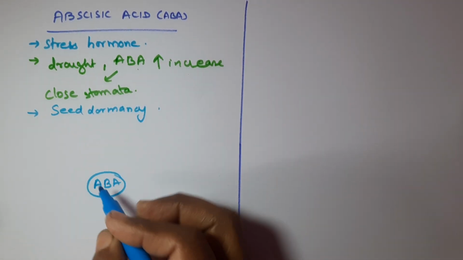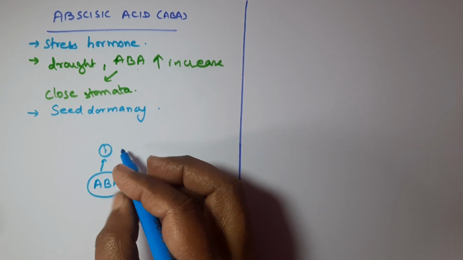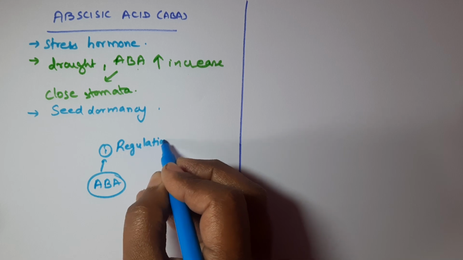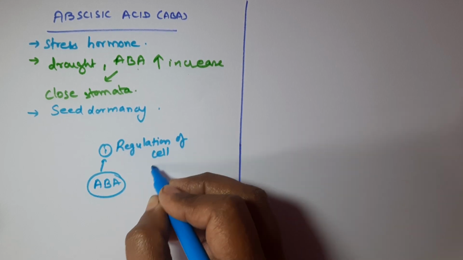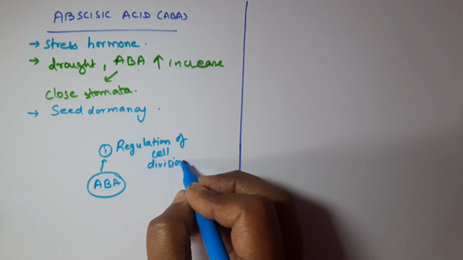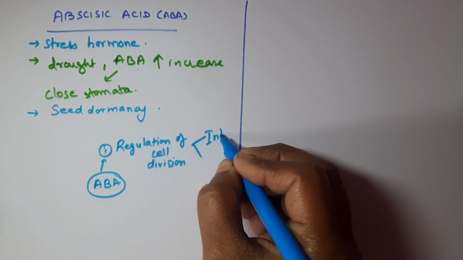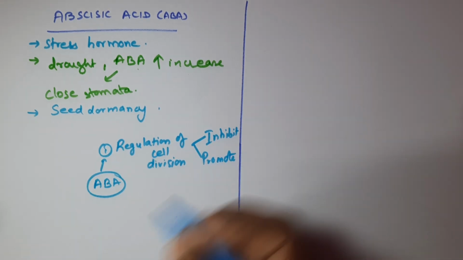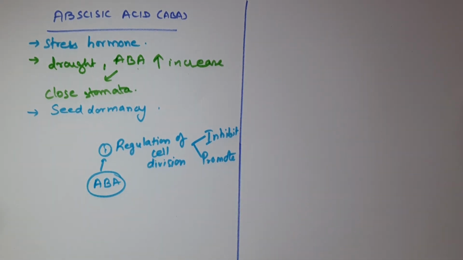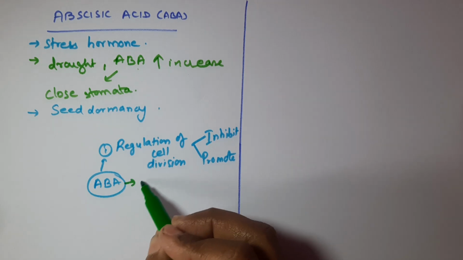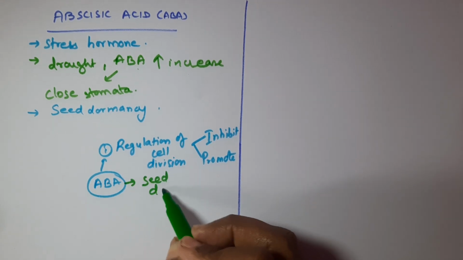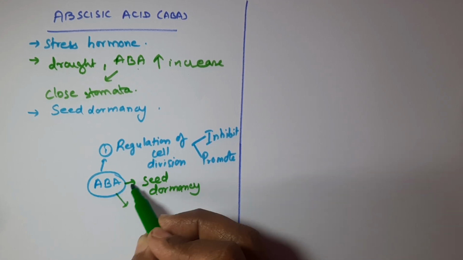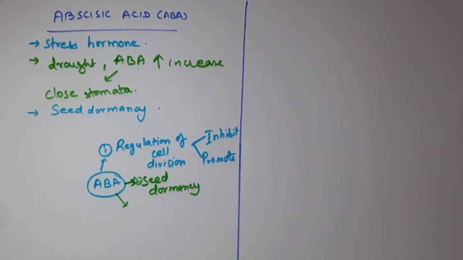So now let's quickly talk about the point-wise role of ABA. The first one is the regulation of cell division. In a few species ABA is shown to inhibit, and in a few species it is shown to promote the cell division. Then, as we just talked about, the second function is seed dormancy. Then the third role is embryo development.